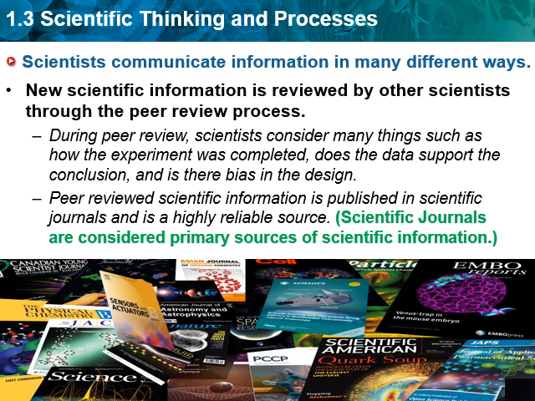And peer-reviewed scientific information is published in scientific journals, and this is considered a very highly reliable source. So we consider this a primary source of scientific information. If you look at an article and it is in a scientific journal, you can guarantee it's been double-checked, triple-checked, all by different scientists to make sure it is true and reliable information.